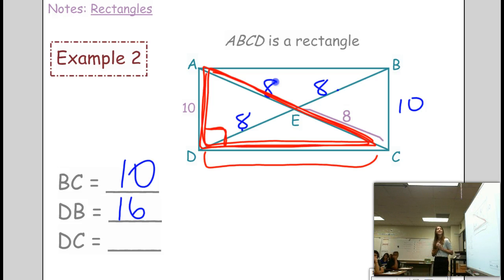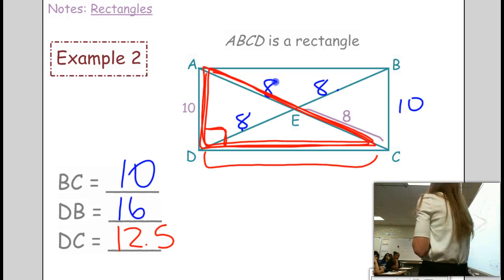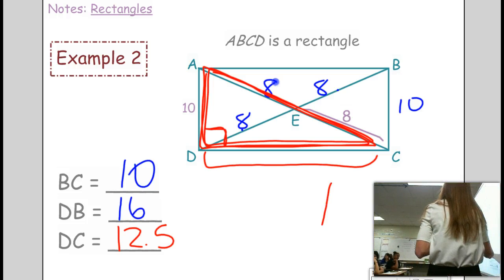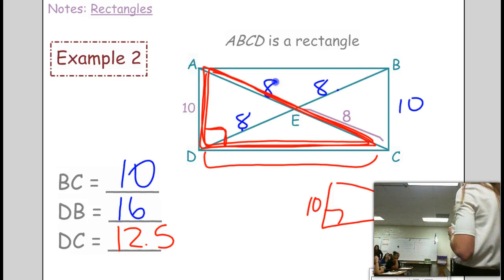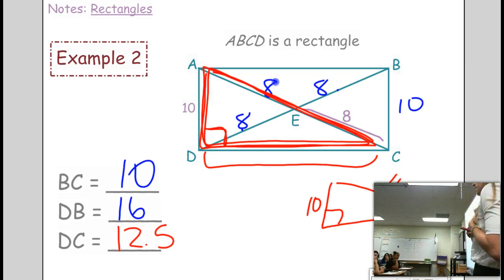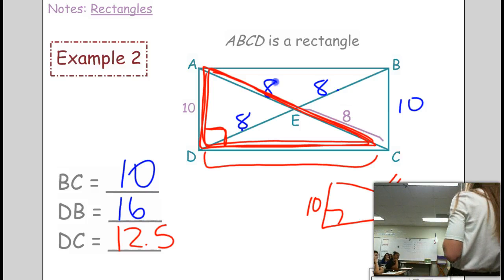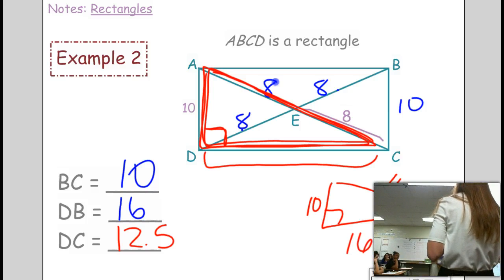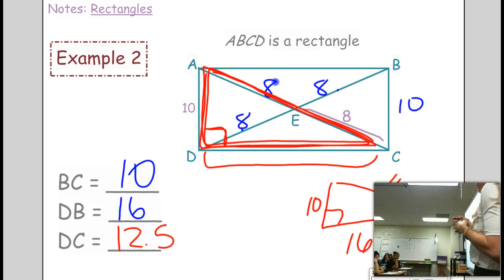What'd you get? 12.4. Ask me a question if you do not know where 12.5 came from. Do you see this right triangle? We use that right triangle. And in that right triangle, we knew 10. And we knew, how long is that? 16. We knew those two things. Since we knew A and we knew C, we could do Pythagorean theorem, which looks like that, C squared minus A squared, and then take the square root. I'm going to move on.